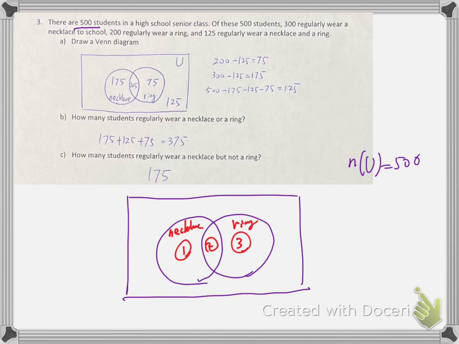Okay, so now 300 is what? 300 regularly wear necklace, so 300 will be 1 and 2. And then 200 wear ring, so 2, 3.